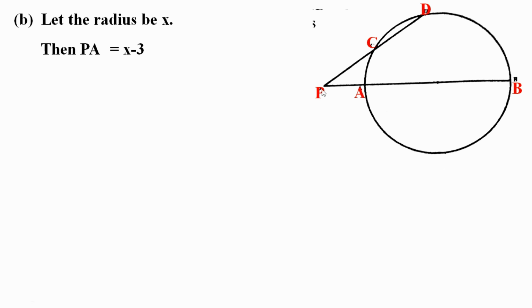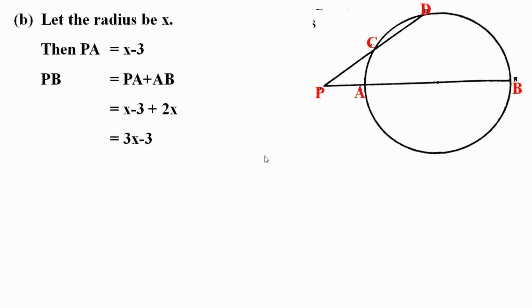Now from the figure, PB equal to PA plus AB. PA is x minus 3 and AB is the diameter, or 2 times the radius. So we can write x minus 3 plus 2x. Now x plus 2x is 3x. So we can write it as 3x minus 3.